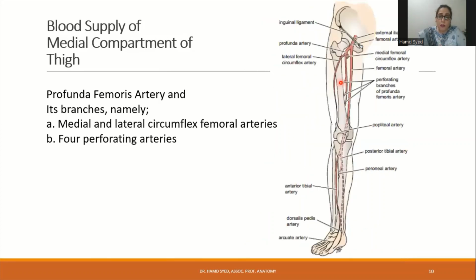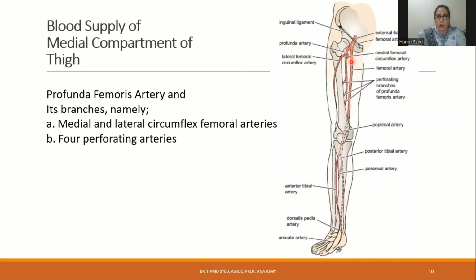The blood supply I already showed you was by this profunda femoris artery, which is, you can see, the deepest branch of the femoral artery. And the branches that it further gives off are the medial and lateral circumflex femoral arteries, as well as the four perforating arteries.